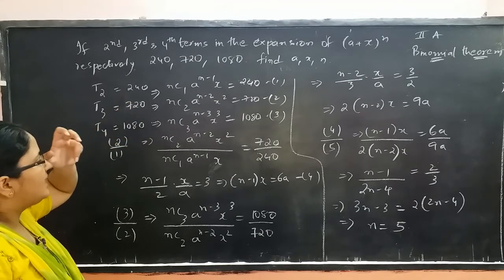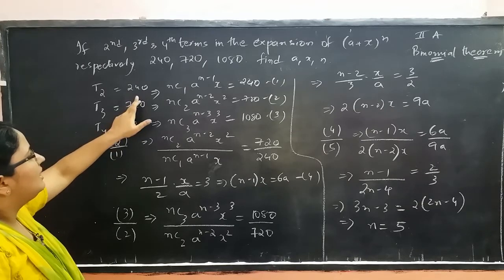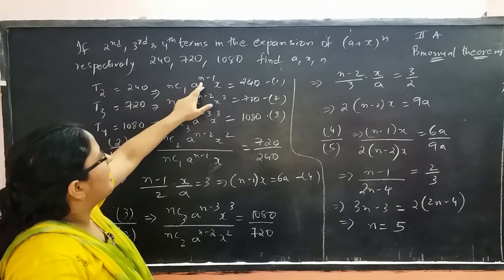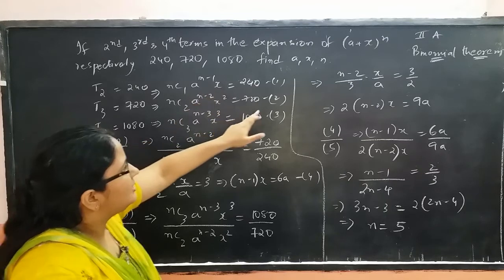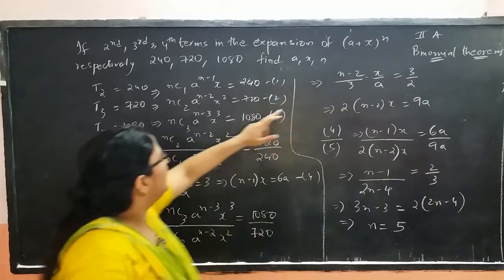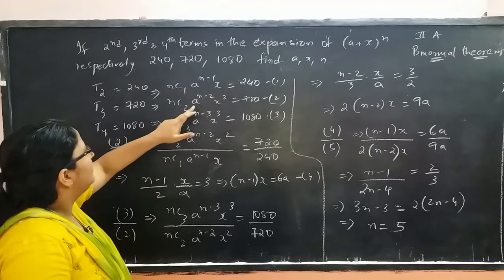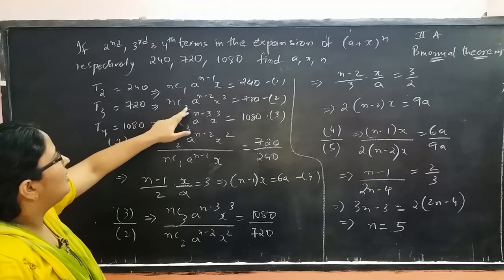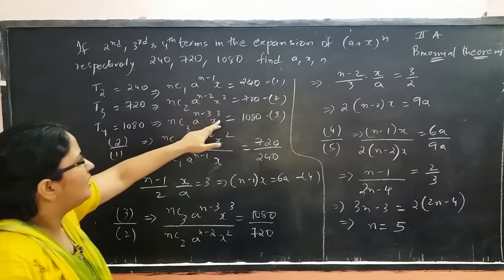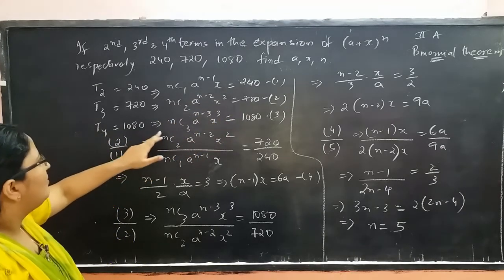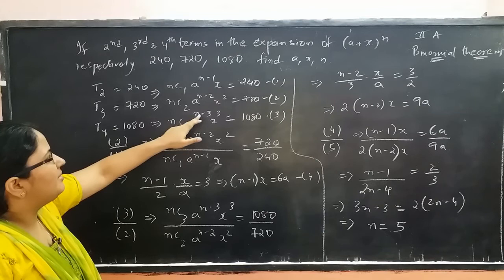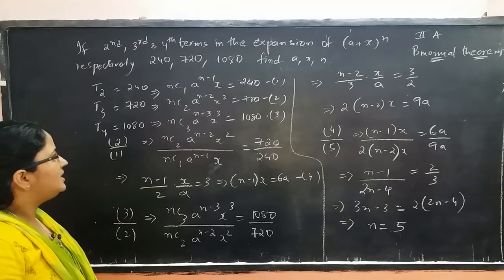So actually second term means what? Second term in the expansion of a plus x whole power n is nc1 a power n minus 1 x is equal to 240. Third term is nc2 a power n minus 2 x square is equal to 720. Fourth term nc3 a power n minus 3 x cube is equal to 1080.